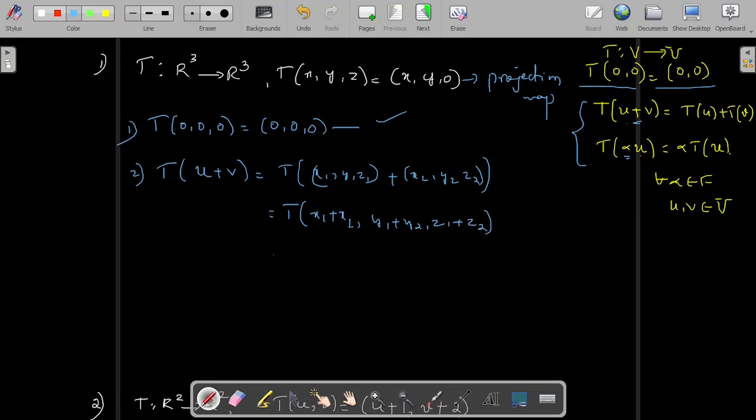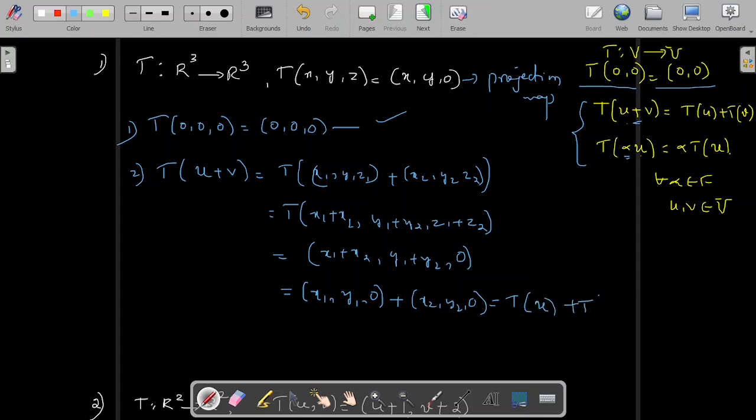After applying the transformation, this goes to x1 plus x2 comma y1 plus y2 comma 0 as per the definition of the transformation. This can also be written as x1 y1 0 plus x2 y2 0. That is nothing but T of u plus T of v, because u is taken as this and v is taken as this vector. So we got T of u plus v equal to T of u plus T of v. So it preserves the vector addition.